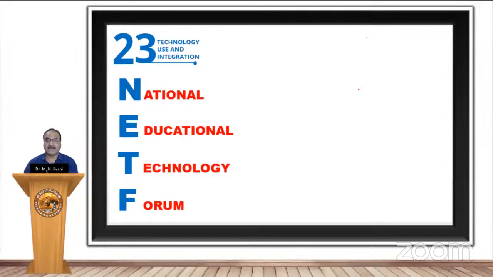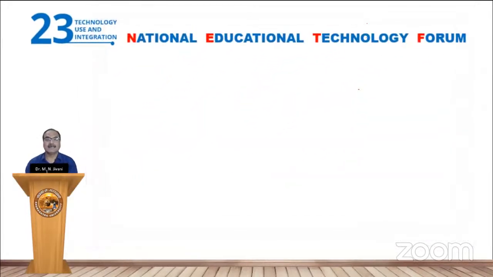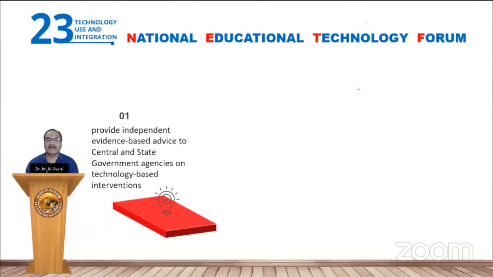They will take care of all these things. How? Again, questions. So how? Let's see. The first one: provide independent evidence-based advice to central and state government agencies on technology-based interventions. Where is technology used, how is technology used, in which way is technology used, and what percentage of technology is going to be used, they are going to observe.